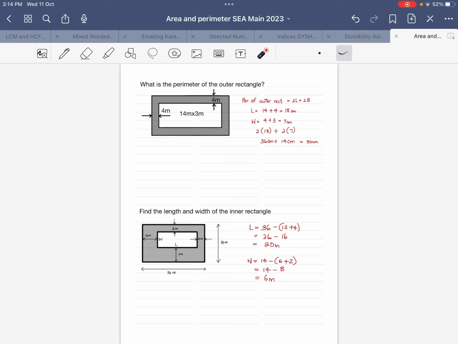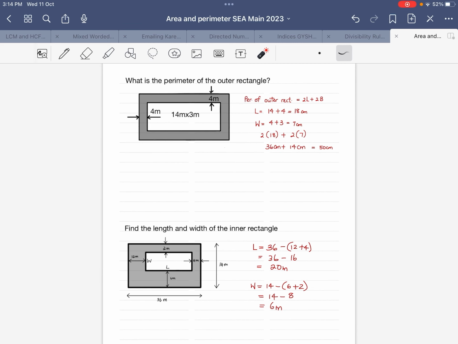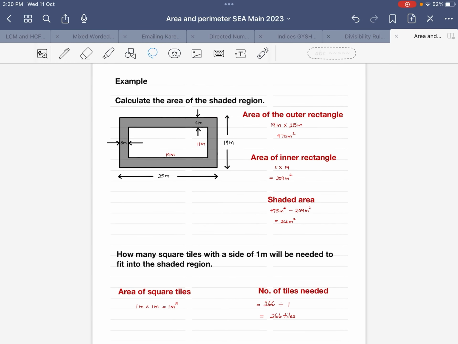But these 2 questions are similar, so I won't go through these in fine details. Instead, I'll leave it here so that you can go through it and make any corrections necessary. Feel free to pause the video and read through the solution. Let's take a look at an area question where we have to find a shaded region between 2 rectangles.